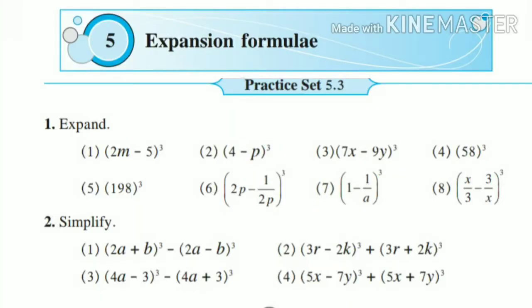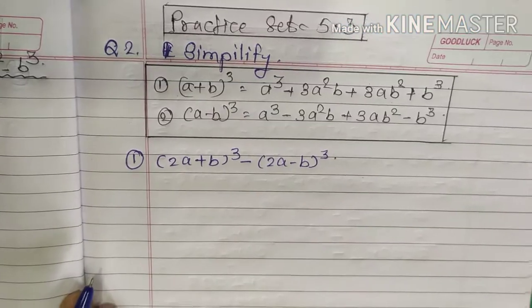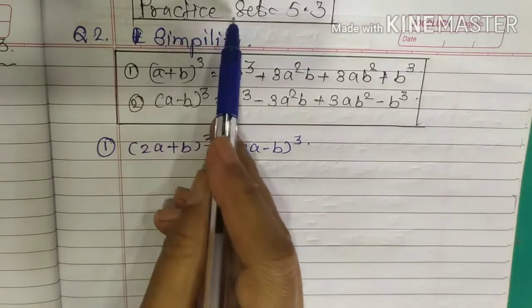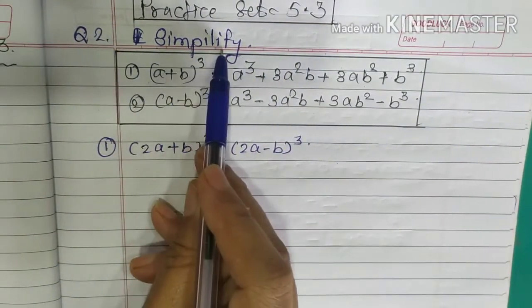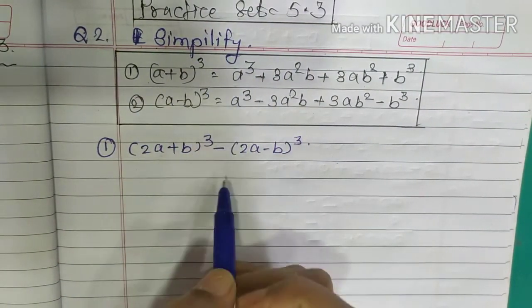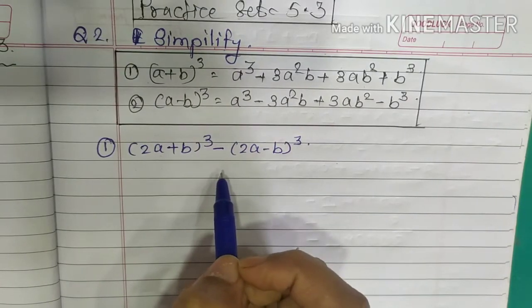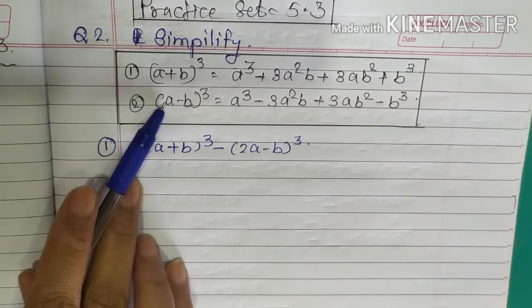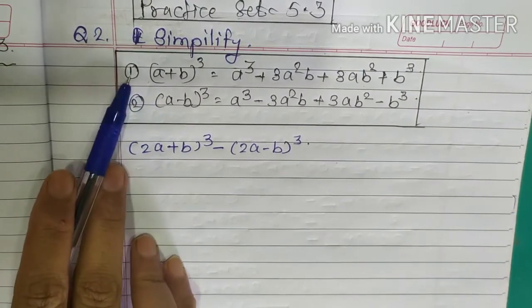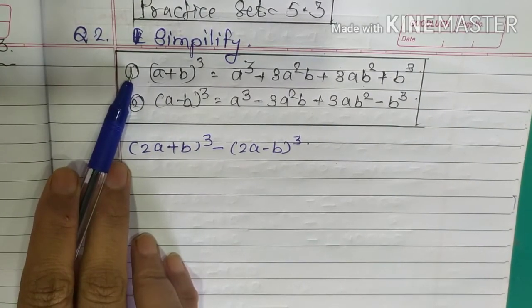Chapter 5, Expansion Formulae. In practice set 5.3, question number 2: Simplify. The examples in these questions are solved by using these two formulas that we studied last time.